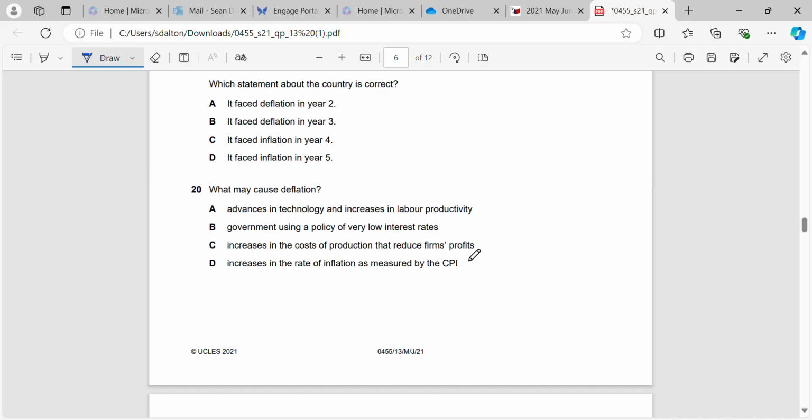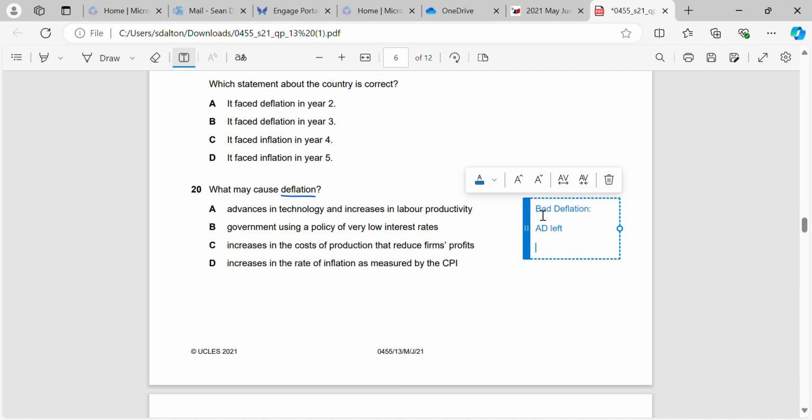Okay, question 20. What may cause deflation? The first thing we need to answer here is, remember we have two types of deflation. We have bad deflation, which is where AD will move to the left, there's a lack of AD. And then we also have good deflation, which is where AS will move to the right. So we're looking for either a reason why AD would go left or why AS would go right.